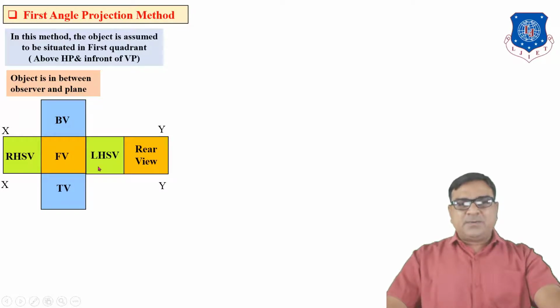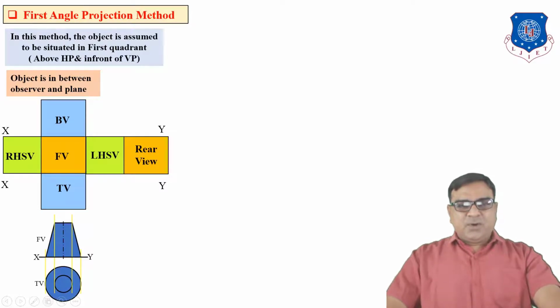The left-hand side view is drawn on the right of the front view and the right-hand side view is drawn at the left of the front view. The bottom view is above the front view, and the rear view or back view is on the right side of the left-hand side view.